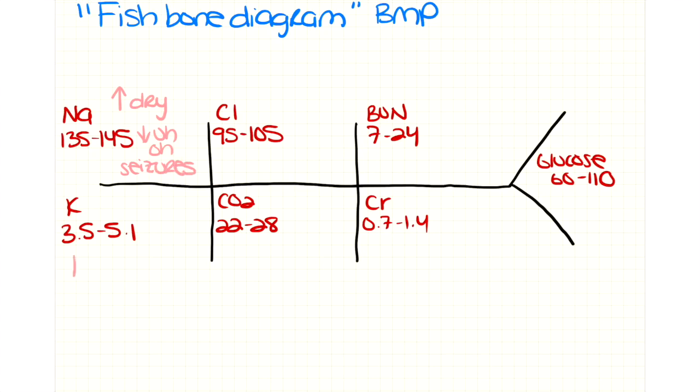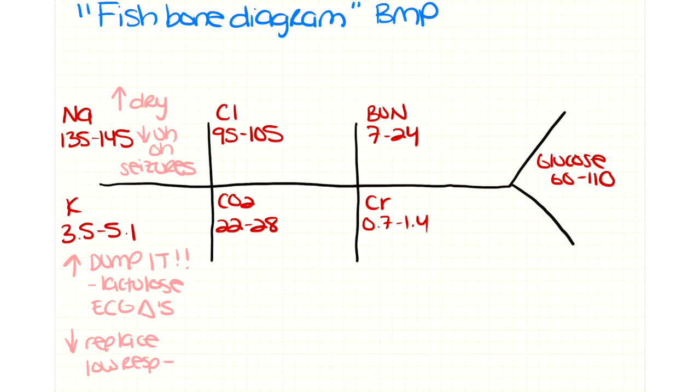If my potassium's high, dump it. Meaning literally dump it. Common medication that could be used is lactulose to basically dump it out. Look out for EKG changes. If it's low, definitely replace, because that also has EKG changes. Low respirations can lead to coma.